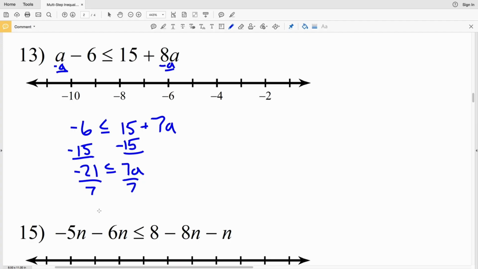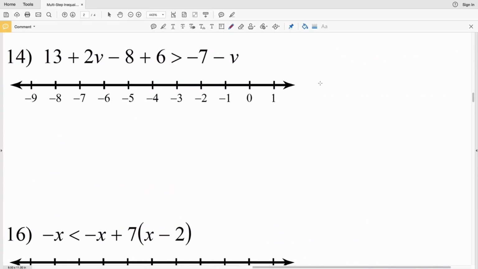Divide by 7 to get that negative 3 is less than or equal to a, or we can rewrite this as a is greater than or equal to negative 3 if you prefer the variable on the left-hand side. Locate the negative 3, fill that in, and highlight or shade everything to the right.